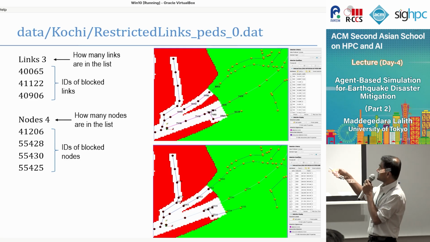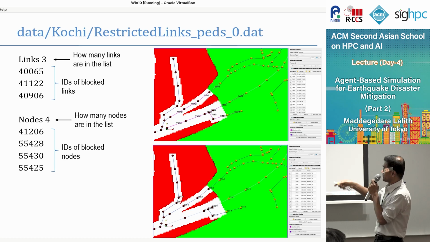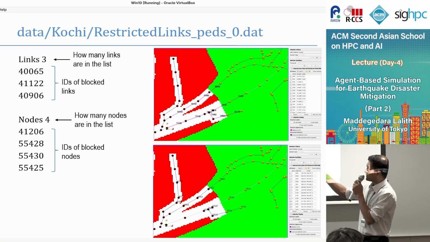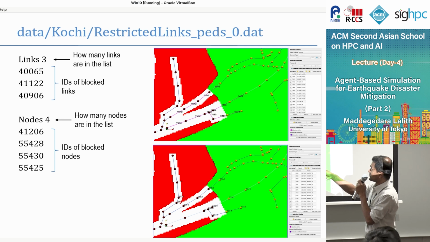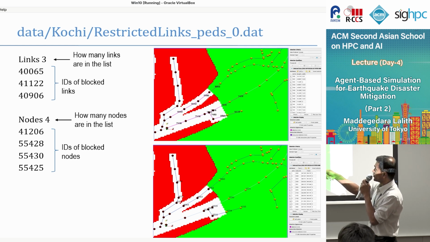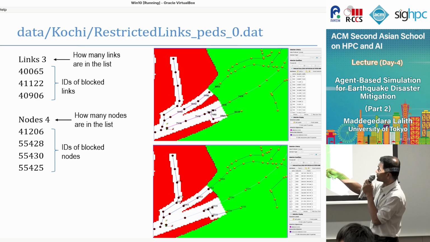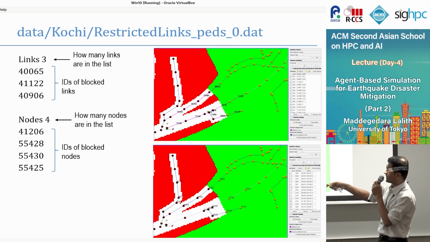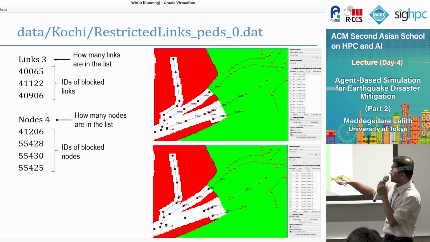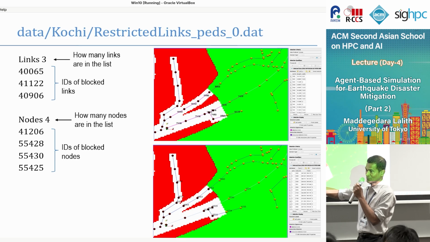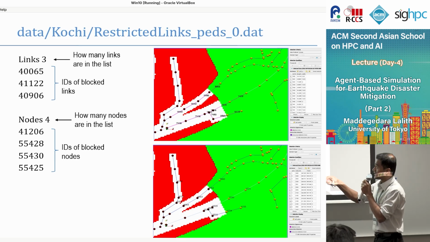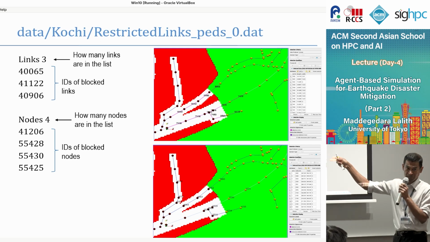And this one is restricted links for pedestrians, and for cars it's the same format. The first line is how many links are included here. As an example, in this simulation, I have blocked link numbers 40065, these 3 links. Nodes are not important, but if you don't want a certain vehicle to pass this node, we can do that. So we can increase the number and block whatever roads you need.